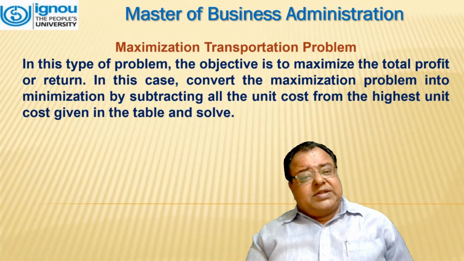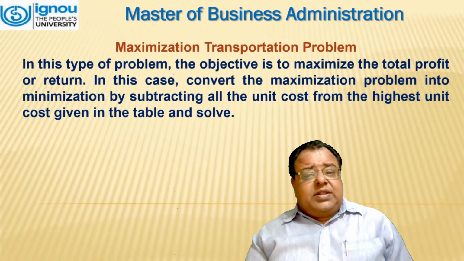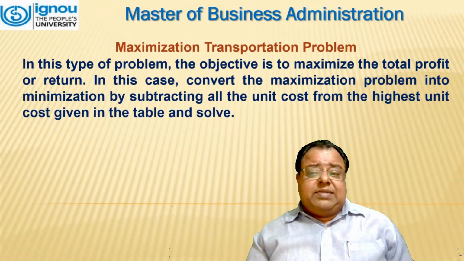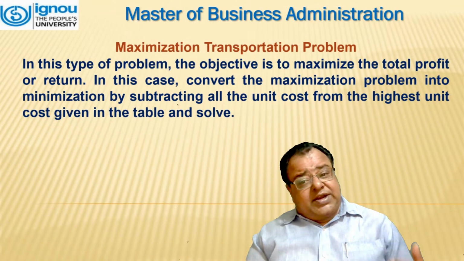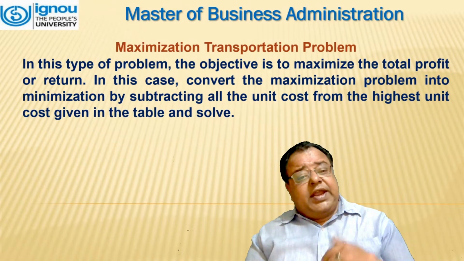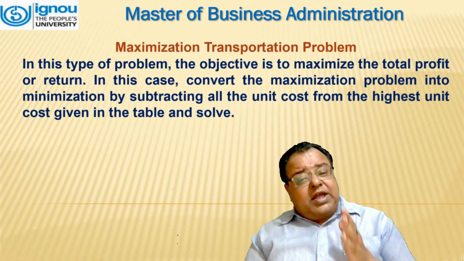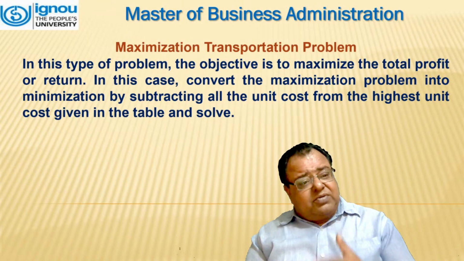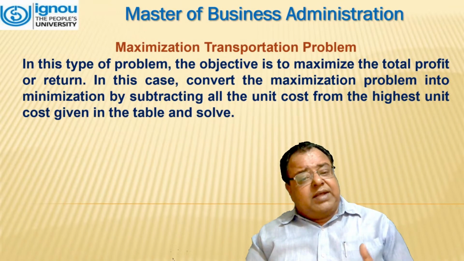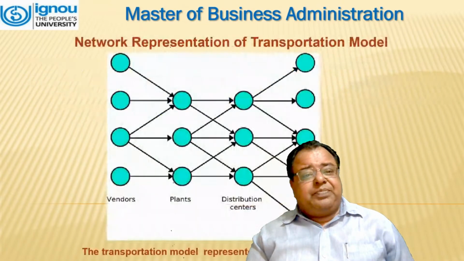Now, maximization transportation problem. In this type of problem, the objective is to maximize the total profit or return. In this case, convert the maximization problem into minimization by subtracting all the unit costs from the highest unit cost given in the table and solve. We will see how this is done.